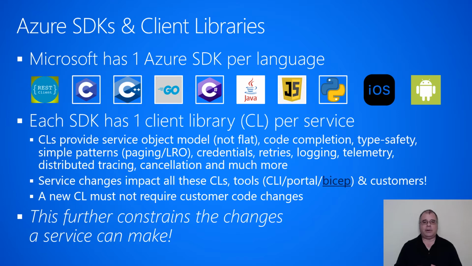The client libraries provide a bunch of nice functionality over just making regular or standard REST API calls. The client libraries provide a service object model. So it's not just a bunch of flat APIs that are all post, put, delete, get, patch. They have good method names associated with them, and there's an object hierarchy. Like for storage, you have an account, and from an account you create a container, and from a container you can create a blob, and then there are 3 different kinds of blobs, and so on.